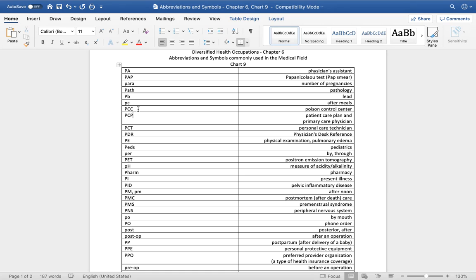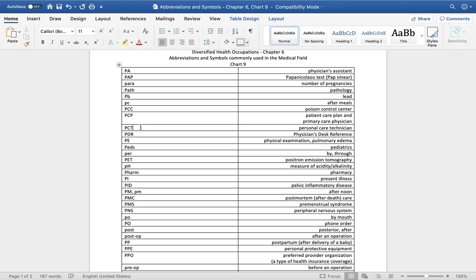PCP, this has a couple different meanings. It can mean patient care plan, which is a route of action that a practitioner will take to improve something specific about your health. Then there's primary care physician, your PCP, which is your family doctor. Most insurance companies will require you to have a PCP in order to cover any sort of medical expenses.